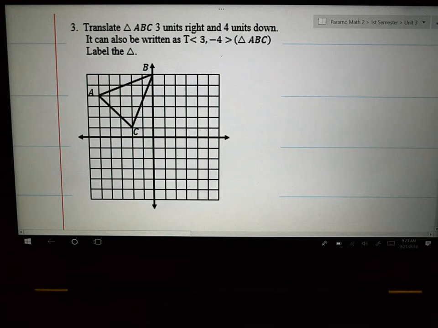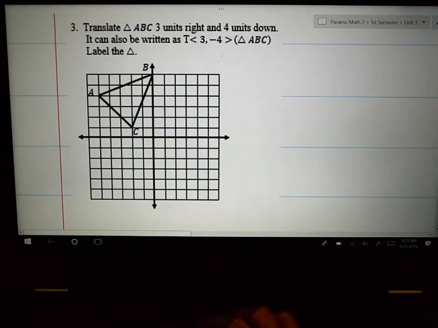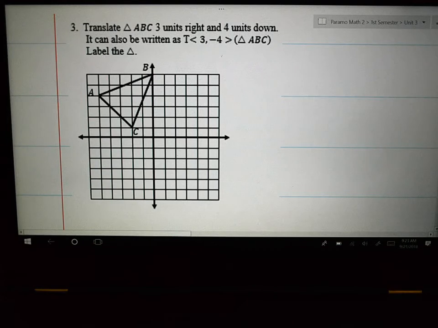Keyword on number 3 says translate. That's a slide. The object stays in the same direction. It says translate this 3 units to the right and 4 units down. We're technically supposed to move all the points. But the easiest way to move all the points is to move the 3 corners and then just connect the dots.